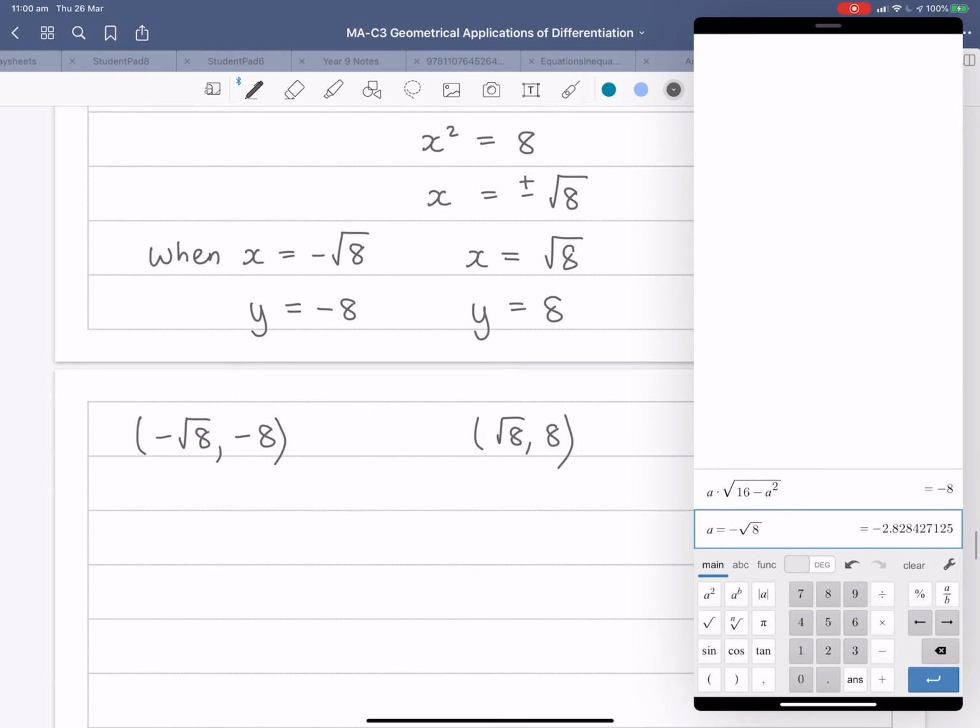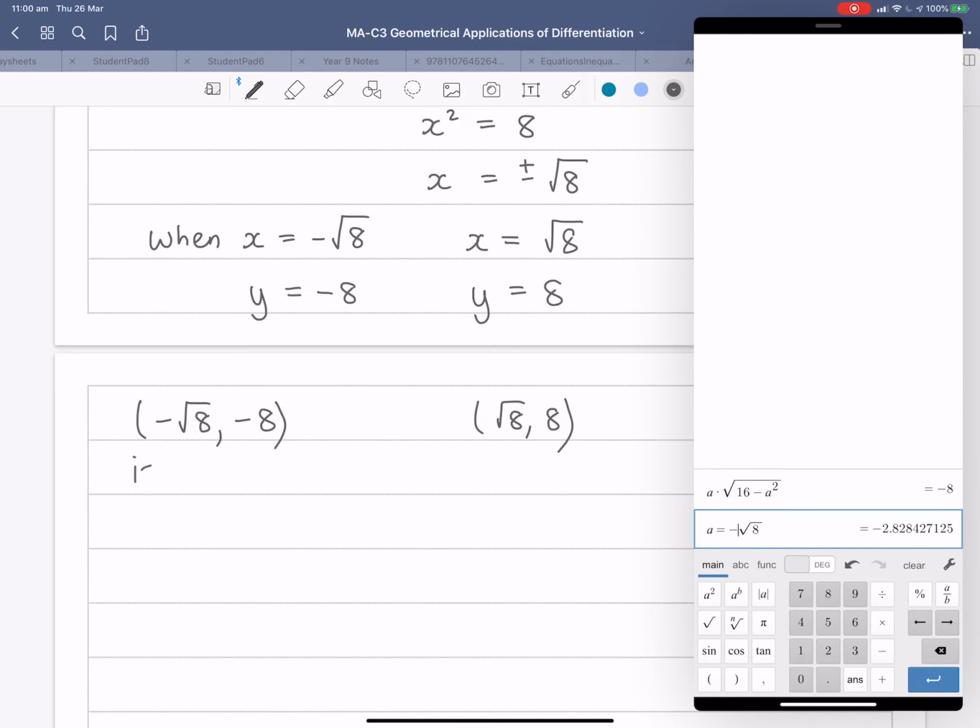So what I know is we've got a stationary point, and ditto, we've got a stationary point. So let's test either side. Now I've got to be careful here. I might take myself a new line, and I'm going to put in the first derivative.